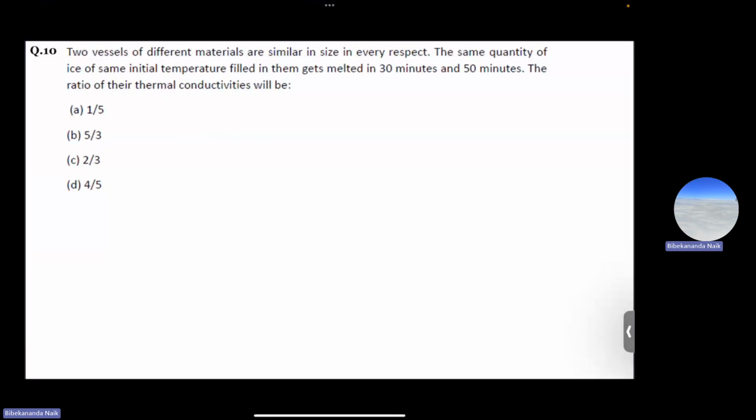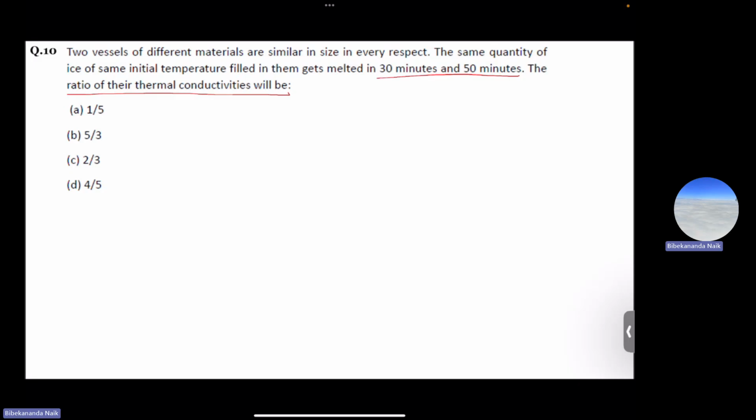Question number 10 says two vessels of different materials are similar in size in every respect. The same quantity of ice of same initial temperature filled in between them gets melted in 30 minutes and 50 minutes. The ratio of their thermal conductivities will be, these are the options: option A 1 by 5, option B 5 by 3, option C 2 by 3, and option D 4 by 5.